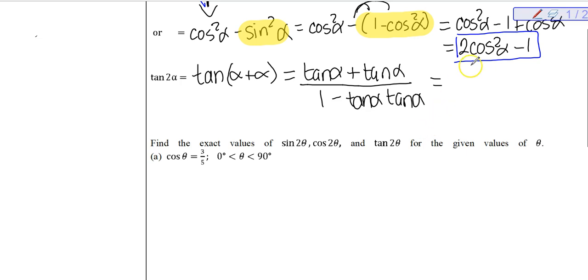Let's just simplify it. So in your numerator, combine like terms. 2 tangent theta.